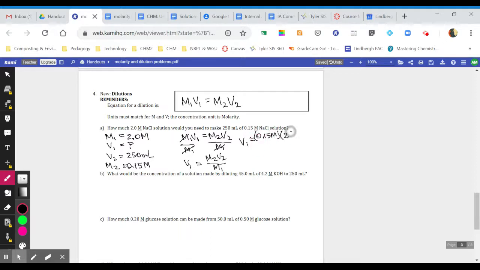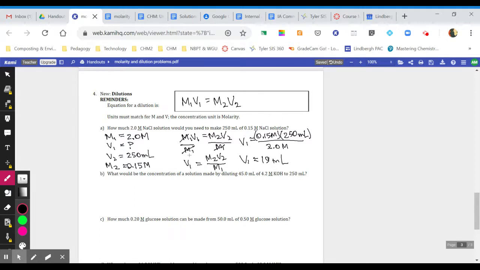times 250 milliliters. And yes, you can use these volumes in milliliters as long as both the volumes are in milliliters. So as long as milliliters and milliliters match, or liters and liters match, it doesn't matter what the units are as long as they are the same. And then M1 is going to be 2 molar. So we multiply the top and then divide by 2, and we end up with, I believe your calculator says 18.75. We're going to round it to 19 milliliters since we only have 2 significant figures.